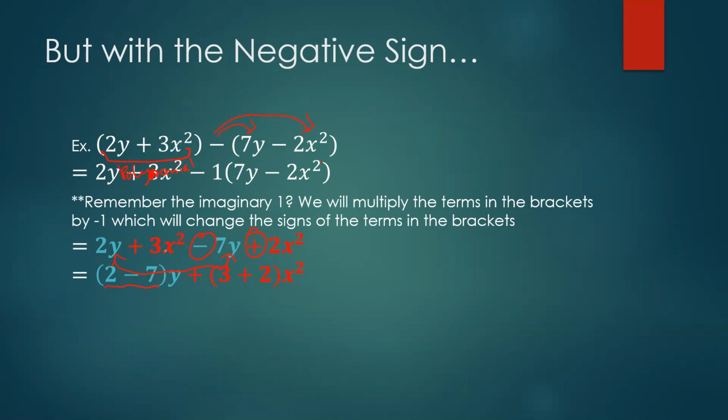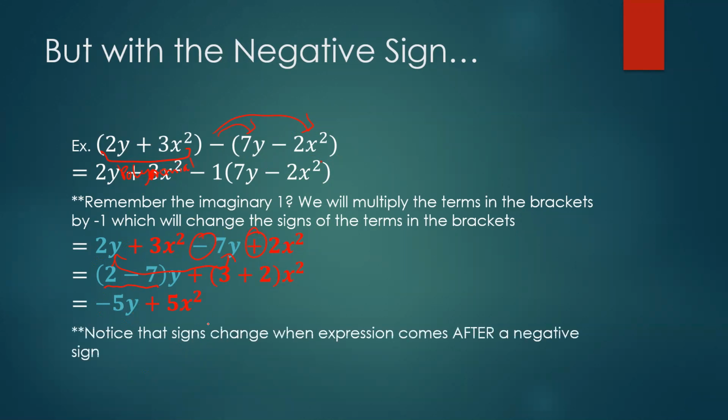And then I do the same thing for the x squared terms. I take 3x squared plus 2x squared, and I know that I can simply add them up, and that gives me 5x squared. So altogether, I end up getting negative 5y plus 5x squared. And that's how I simplify that expression there.